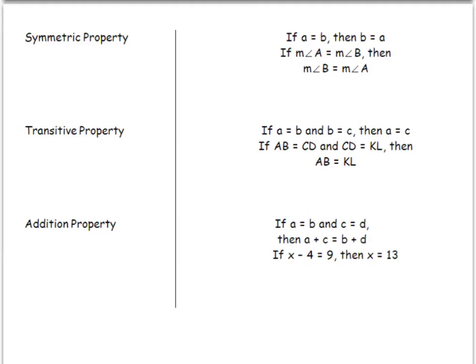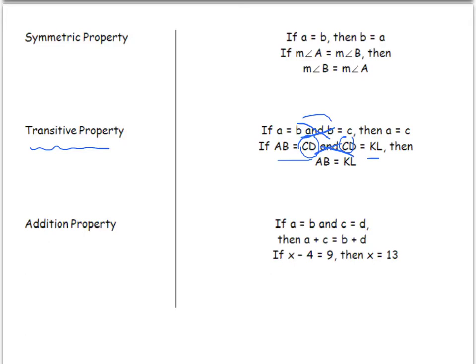The third one, the transitive property, seems pretty confusing, but actually it's going to be one of the easiest ones we do. I like to think of this as cutting out the middleman. So this says if A equals B, and B equals C, then logically A also has to equal C. I cut out that middle guy. It was the bridge from A to C. So if AB is equal to CD, and CD is equal to KL, well then AB has to equal KL.